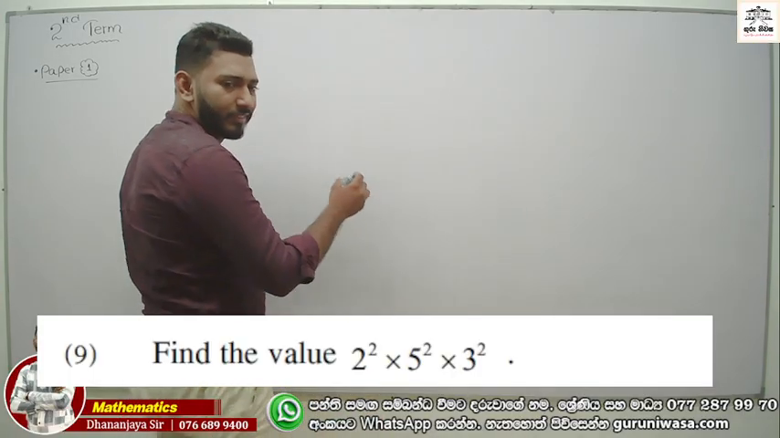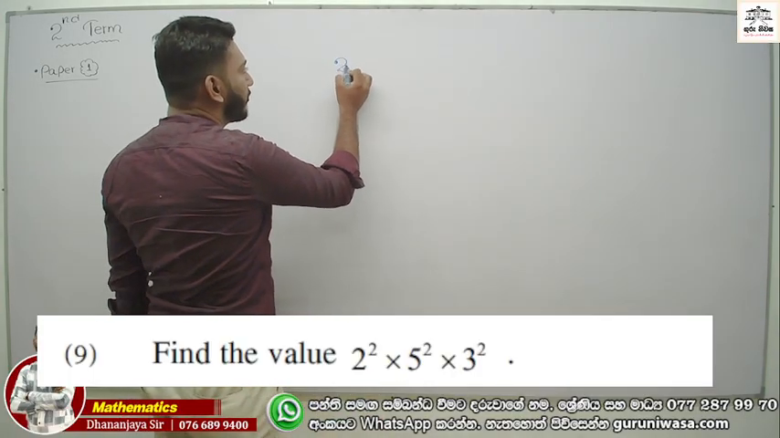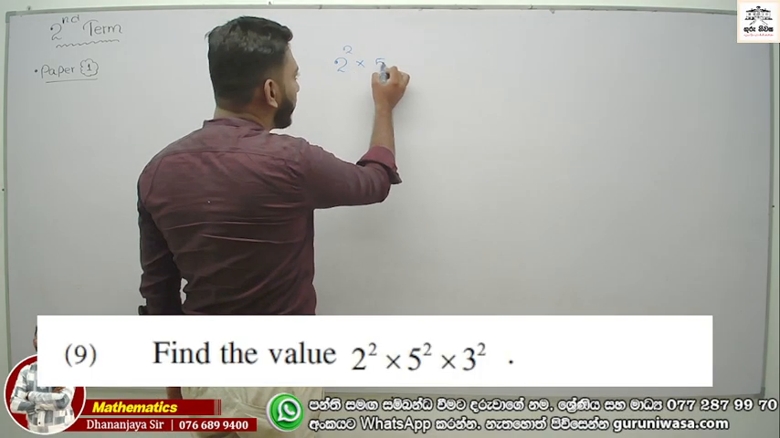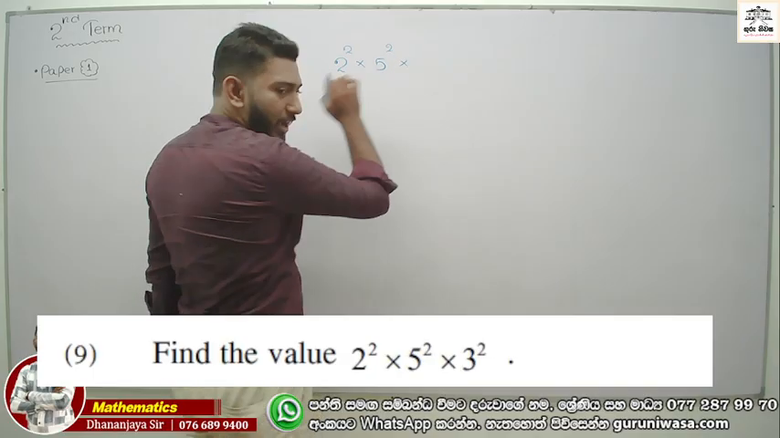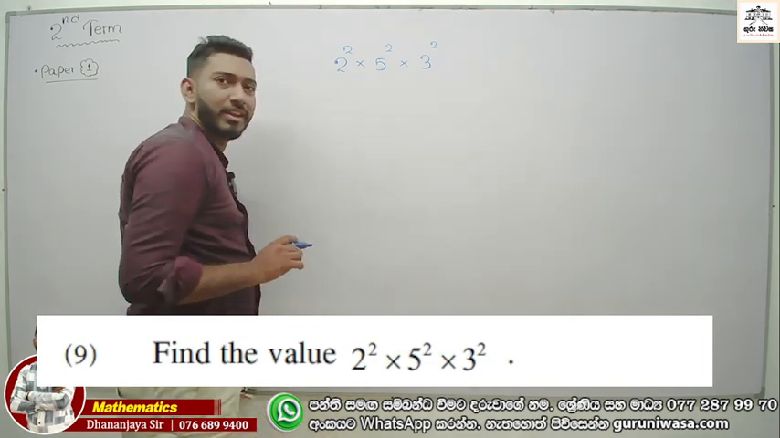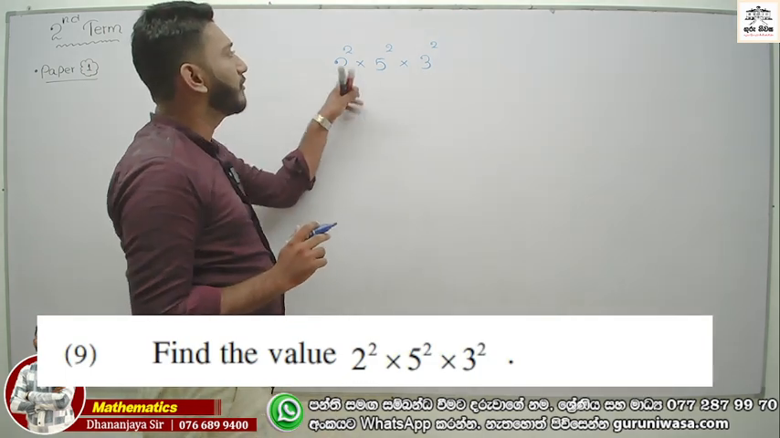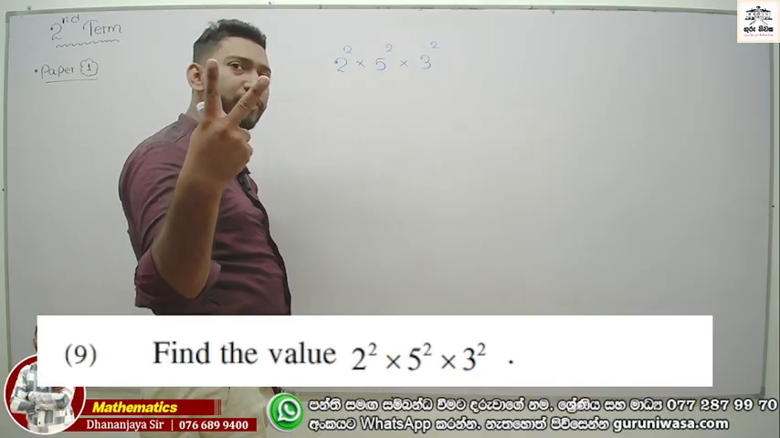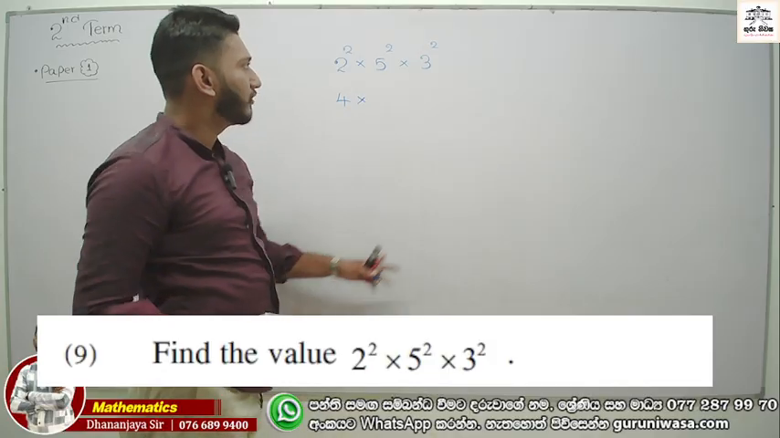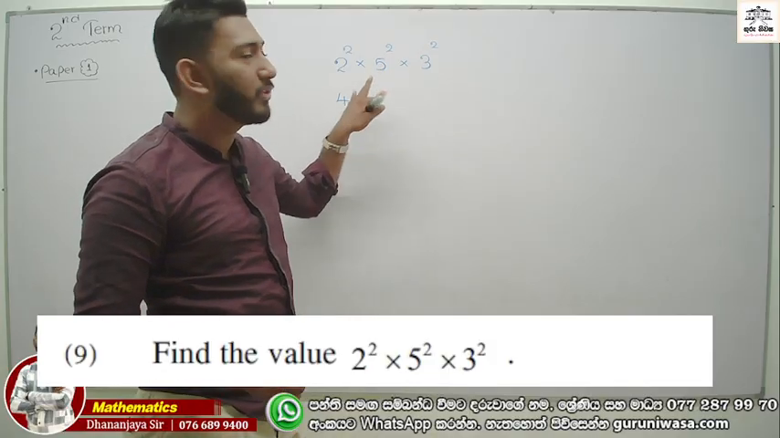2 to the power of 2, multiply by 5 to the power of 2, and multiply by 3 to the power of 2. Now listen. What's the meaning of 2 to the power of 2? You know, 2 times 2. Yeah, it's a 4. Now, some students think 5 to the power of 2 is a 10.